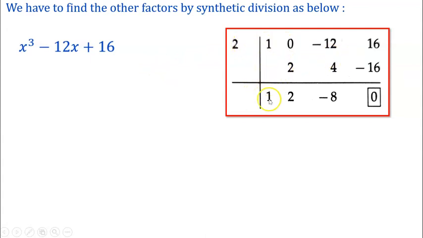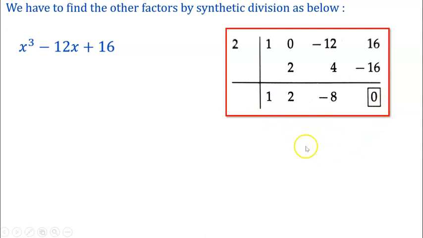Keep this 1 as it is. 2 into 1, you will get a 2. 0 plus 2, you will get a 2. 2 into 2, 4. Minus 12 plus 4, minus 8. Minus 8 into 2, minus 16. Plus 16, minus 16. Finally, you will get here 0. 1, 2, minus 8. Okay.